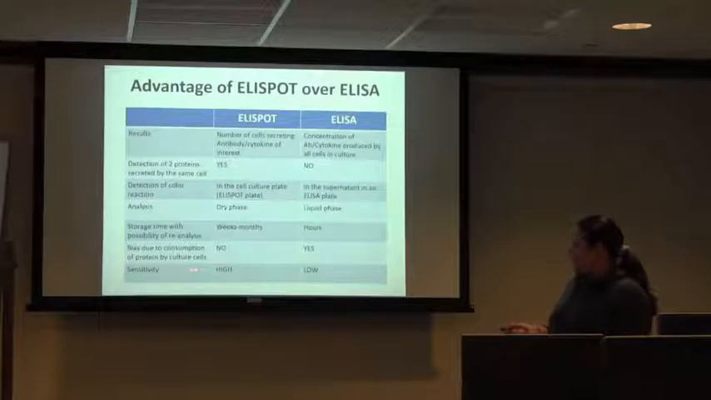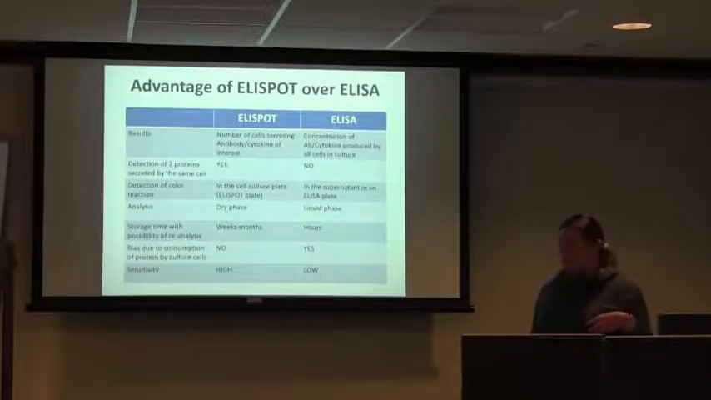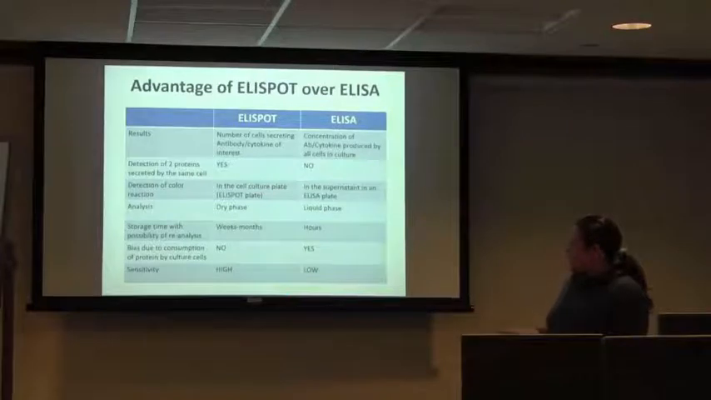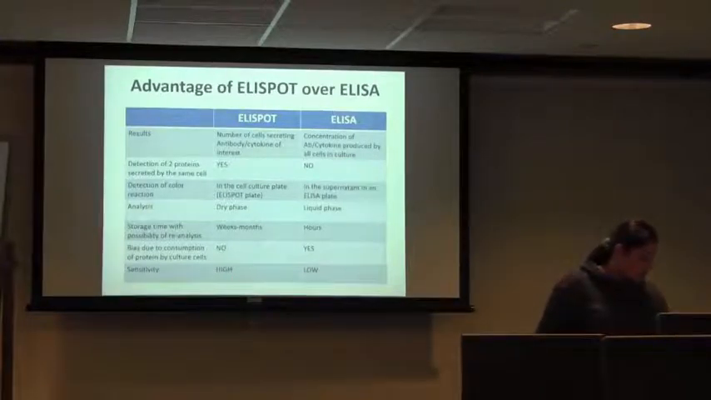And the bias due to consumption of the protein by culture cells, and this is mainly when you're looking at cytokines, you don't have the bias on an ELISPOT because the cytokine is captured by the ELISPOT, while in the ELISA, some of these cytokines are being used by the cells themselves. And this is why the ELISPOT has high sensitivity, while the ELISA has a low sensitivity compared to the ELISPOT.